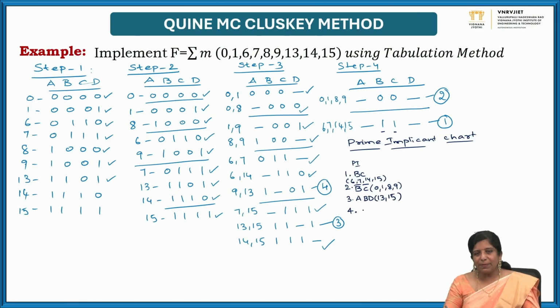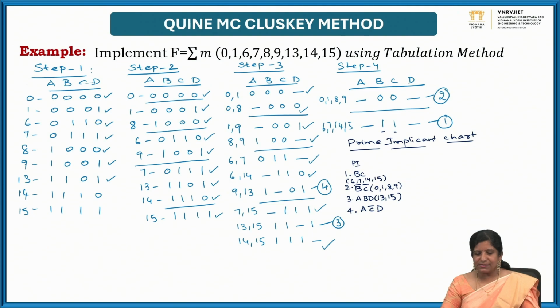Next, the fourth prime implicant you got by grouping 9 and 13. So the expression for this is A C bar D. So in the prime implicant chart, in the rows, you will be writing the prime implicants. These 4 prime implicants which we got after simplifying, I have written here.